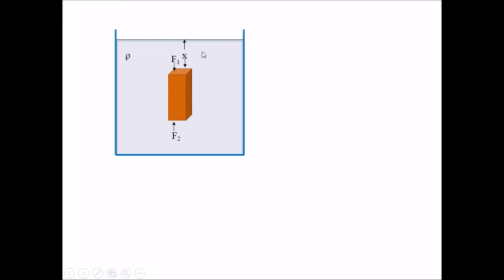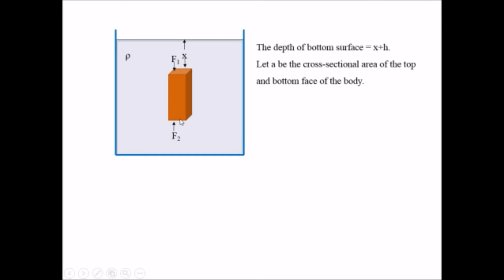In my previous video on Pascal's law, I already summarized how the force is applied at each point on a body inside the water. If you missed that, I have given the link in my description. Now, suppose the depth of the bottom surface will be x plus h, because h is the height of the body. Now, let A be the cross-sectional area of the top and bottom of the body.